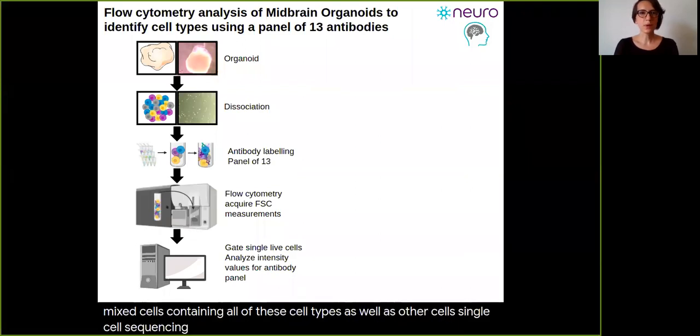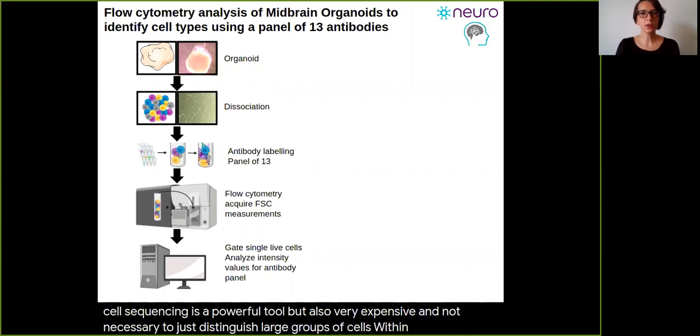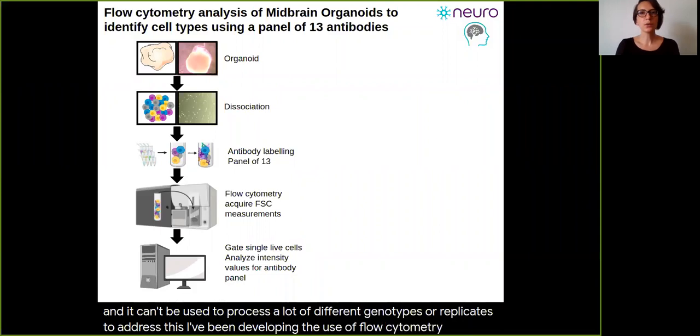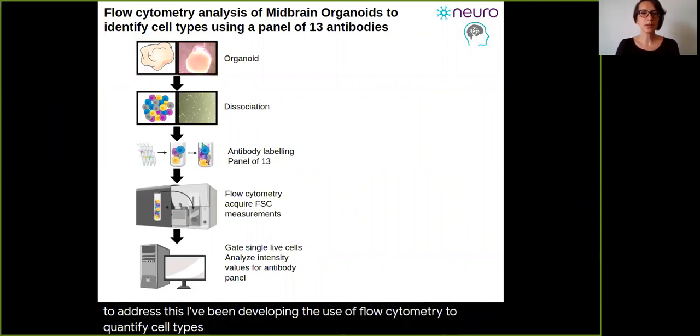Single-cell sequencing is a powerful tool, but also very expensive, and not necessary to just distinguish large groups of cells within the organoids, and it can't be used to process a lot of different genotypes or replicates. To address this, I've been developing the use of flow cytometry to quantify cell types within organoids.